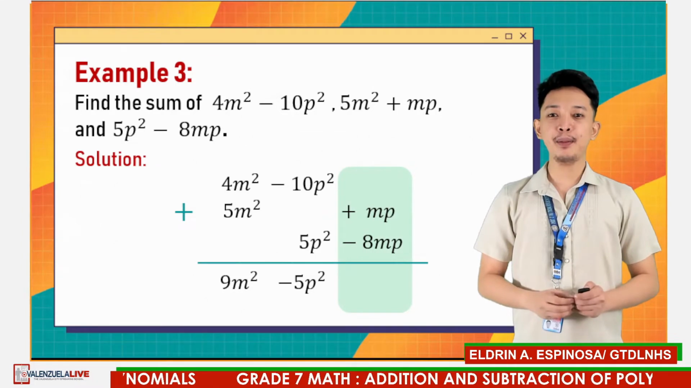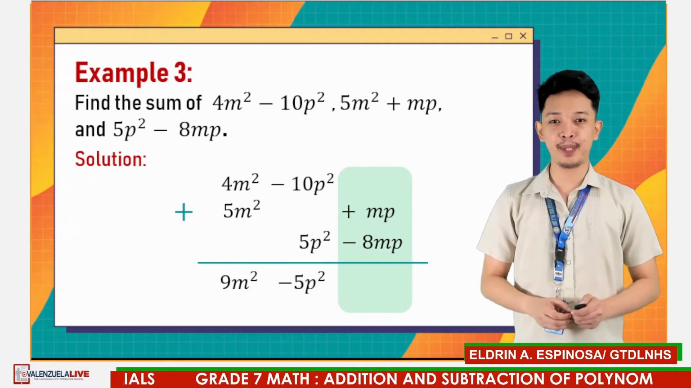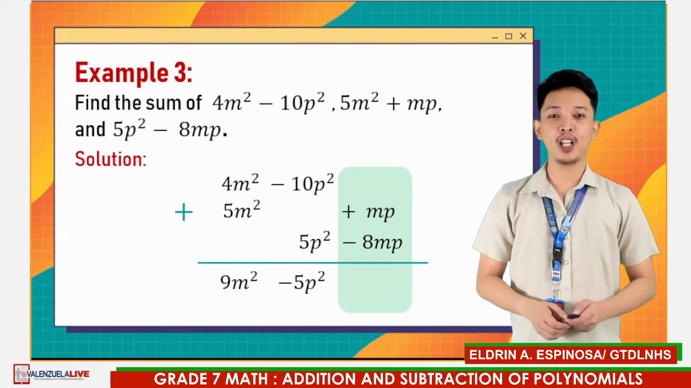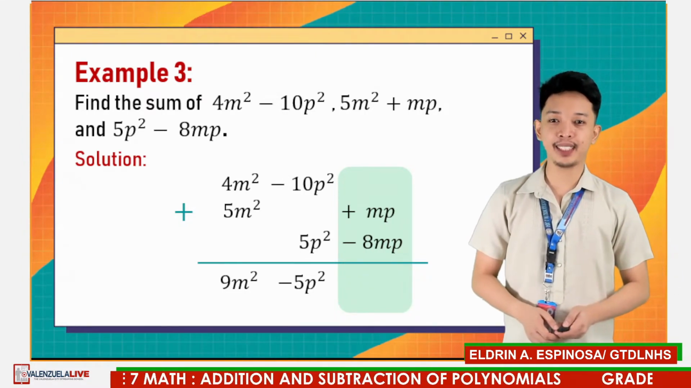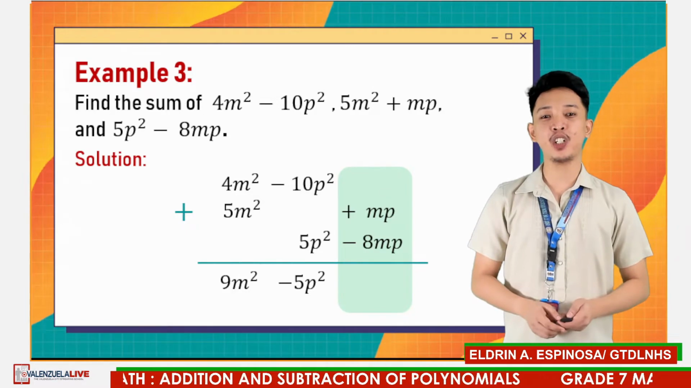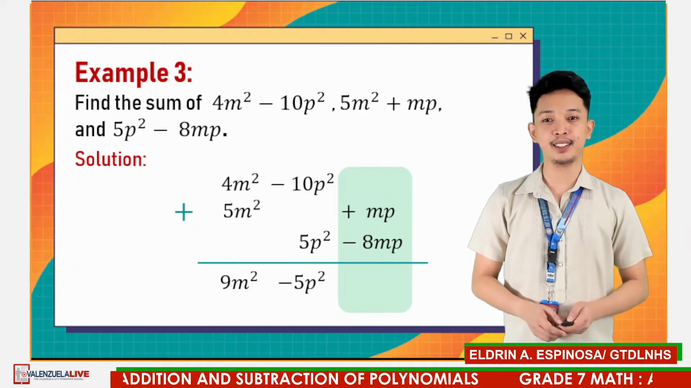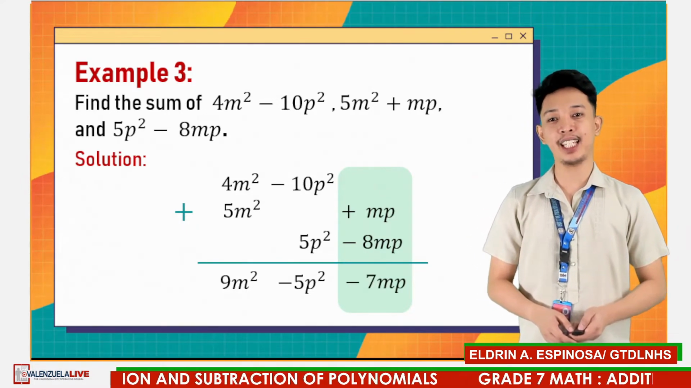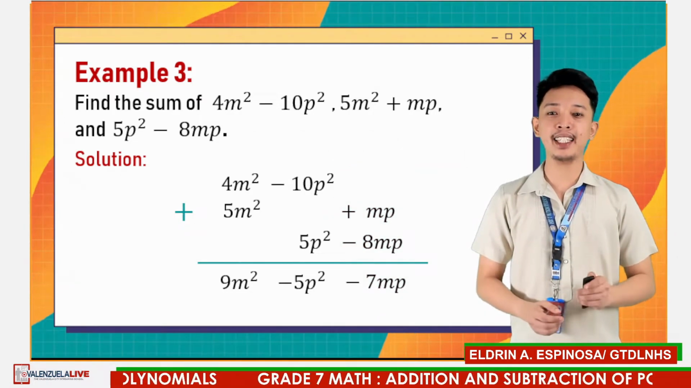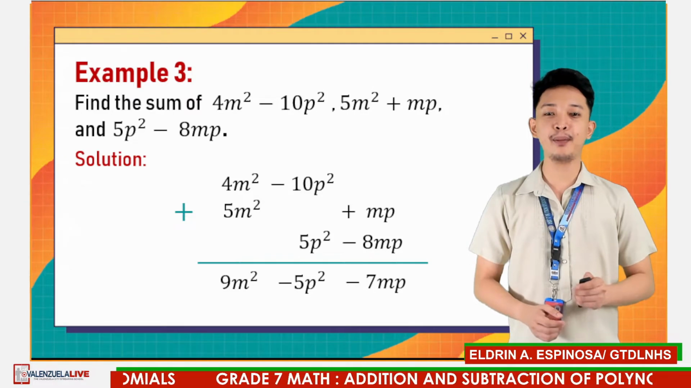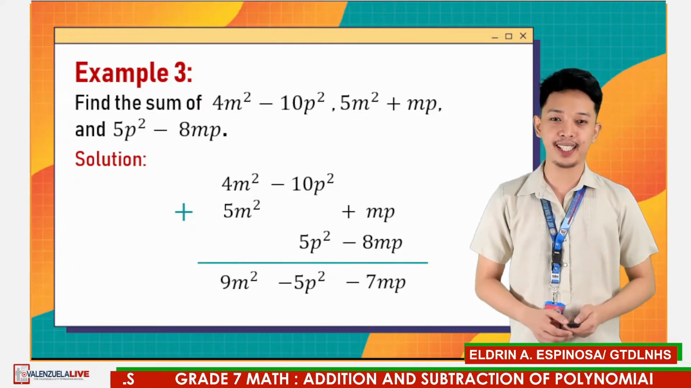Lastly, mp plus negative 8mp. Add the numerical coefficients. 1 plus negative 8 is negative 7. Then copy the same literal coefficient, which is mp. So we will have negative 7mp. Therefore, the sum is 9m squared minus 5p squared minus 7mp.